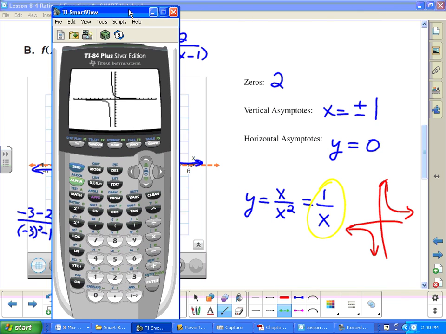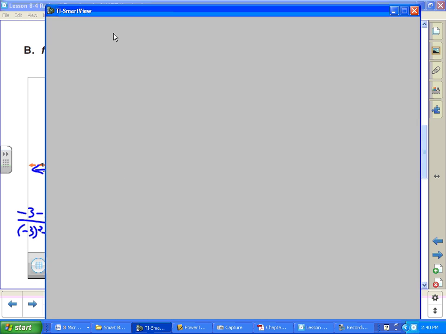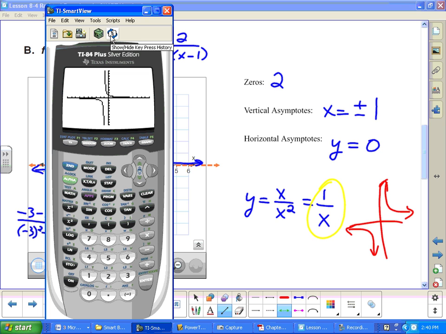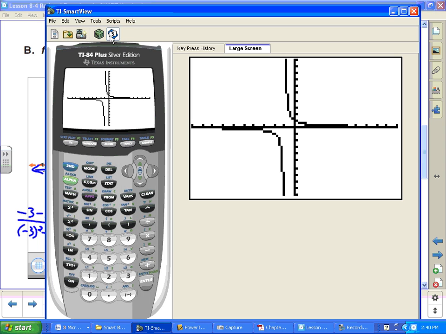There's a vertical asymptote at, looks like probably -1. x equals -1. Okay? But from that problem, we said that there was vertical asymptotes at +1 and -1. So, but there's not one at +1. Take your calculator and hit trace and put in +1.